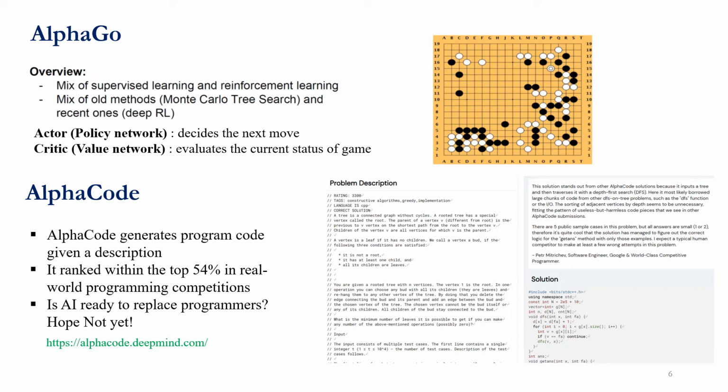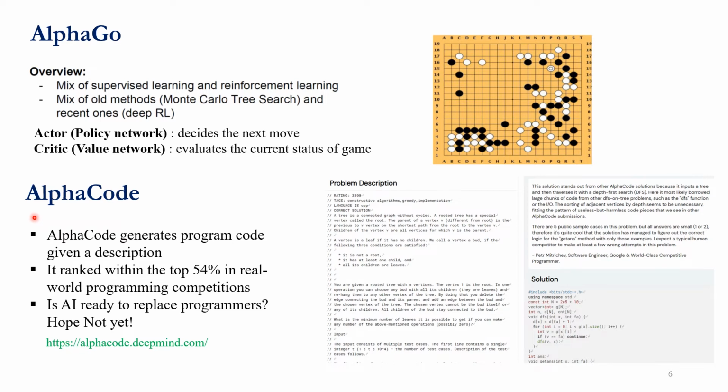AlphaGo is one of the most famous applications of machine learning, and it plays the game of Go, or Baduk. As we all know, AlphaGo has beaten the top players in the world. It uses supervised learning and reinforcement learning, in short called deep reinforcement learning. It consists of two deep neural networks. The first one is the policy network. The second one is the value network. So that's AlphaGo.